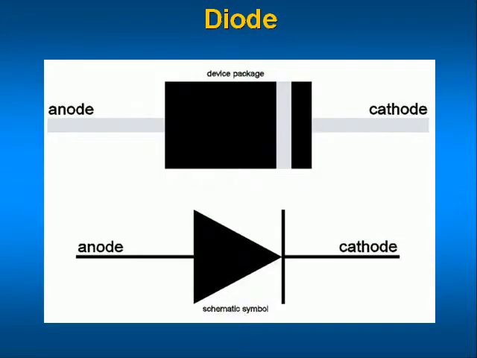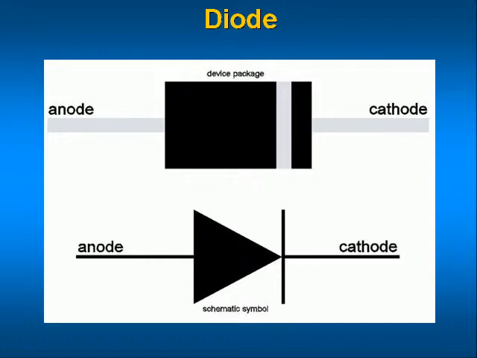Diodes are used in power supplies in two different ways. The first way a diode is used in a power supply is to convert the AC waveform into a DC voltage. The second way a diode is used is to provide a reference voltage for the voltage regulator.